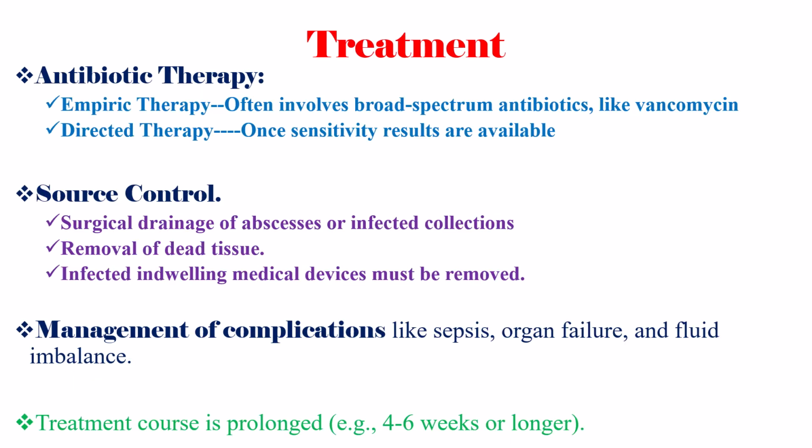When we come to treatment, the first is antibiotic therapy. Empiric therapy often involves broad-spectrum antibiotics like vancomycin, especially if MRSA is suspected. Once sensitivity results are available, treatment is narrowed to more targeted antibiotics, or directed therapy. In addition to antibiotic therapy, source control is important. Surgical drainage of abscess or infected collection is often necessary for successful treatment, and also removal of dead tissue, or debridement. Infected indwelling medical devices must be removed. Removal of those devices is important.